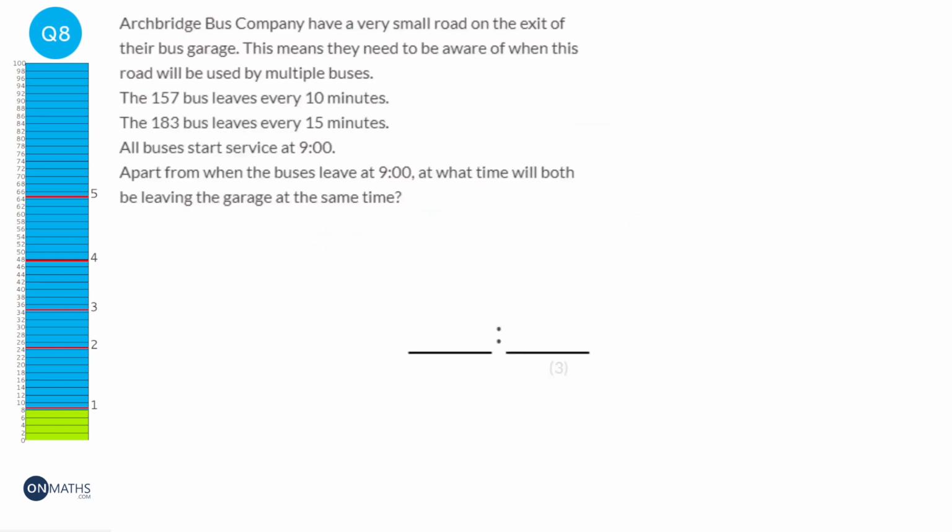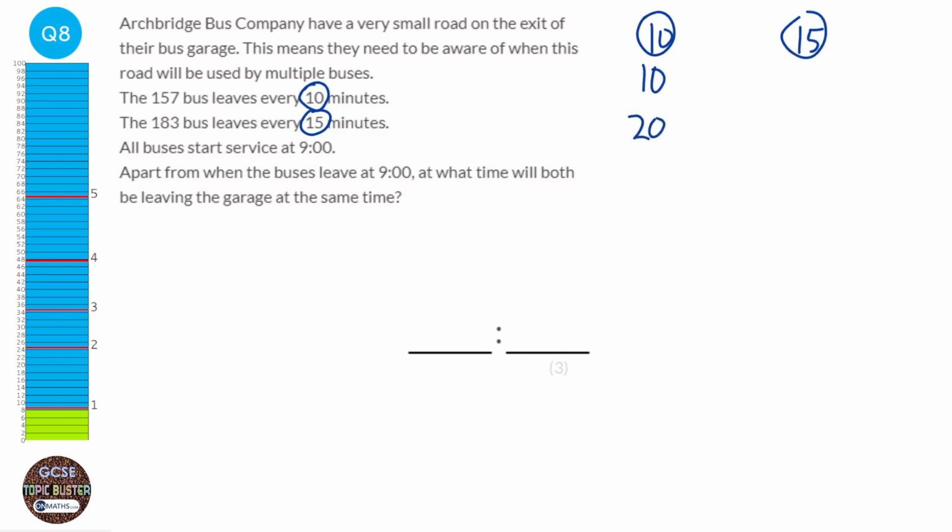To answer this question, we basically need to find the lowest common multiple of the 10 minutes here and the 15 minutes here. So we're going to start off just by doing the 10 and 15 times table, so it would be 10, 20, 30, and 15 times table with 15 and 30. So the lowest common multiple is 30. So after half an hour, these buses will sync up. They'll both leave at the same time, and all buses start service at 9 o'clock.